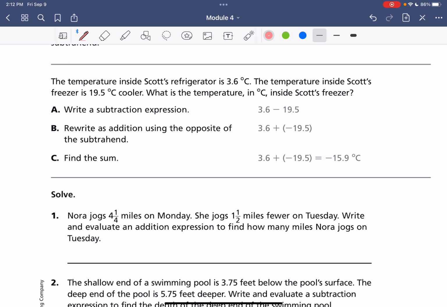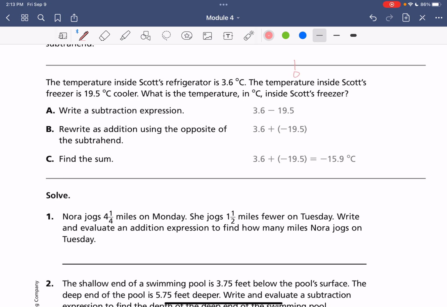The temperature inside Scott's refrigerator is 3.6 degrees Celsius. The temperature inside Scott's freezer is 19.5 degrees Celsius cooler. What is the temperature in Celsius inside Scott's freezer? So we have a subtraction problem here, and if we had our number line as well, just to give us a visual, here is 0. We'll put 3.6 degrees Celsius over here.